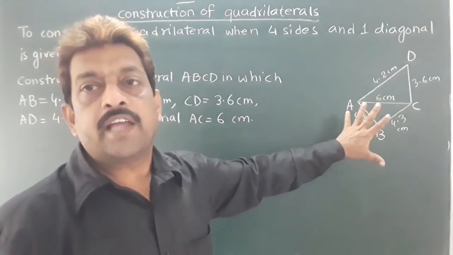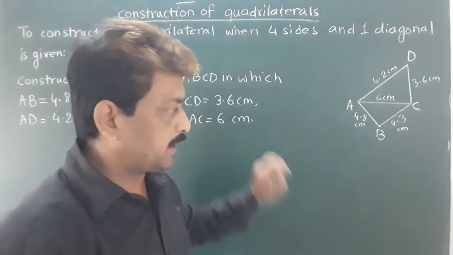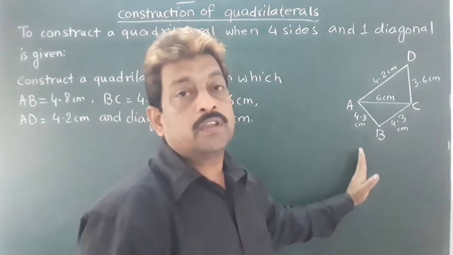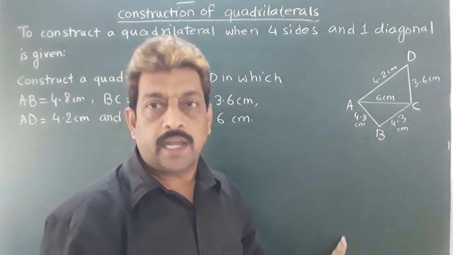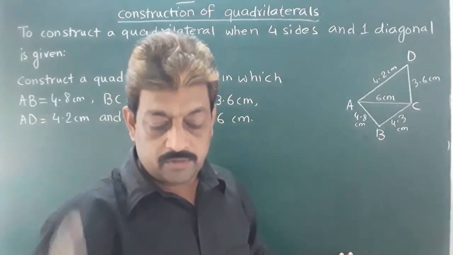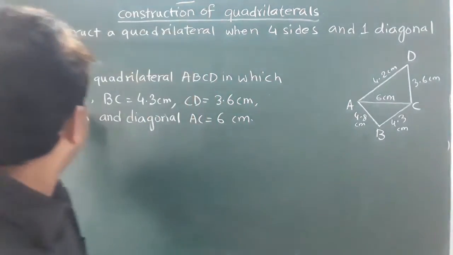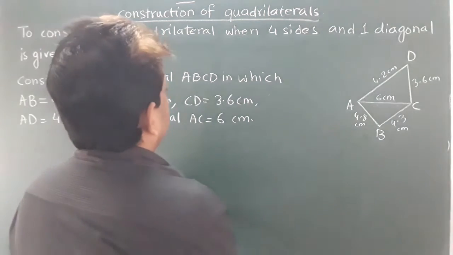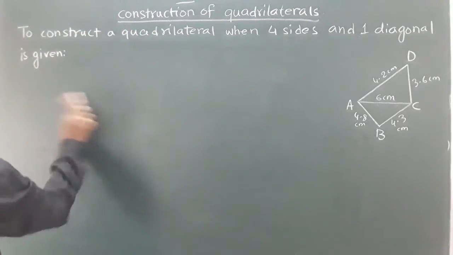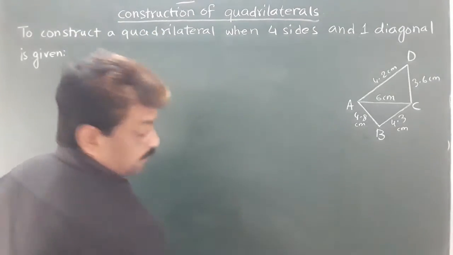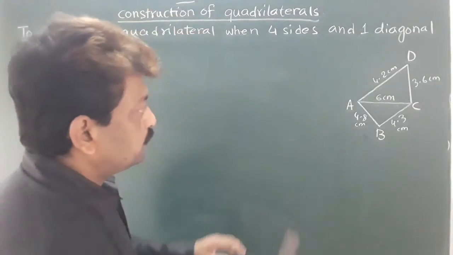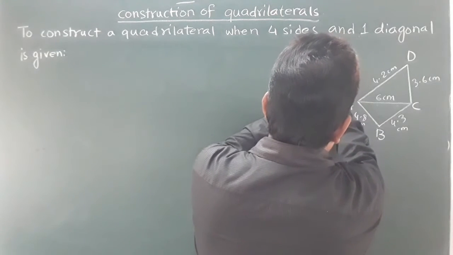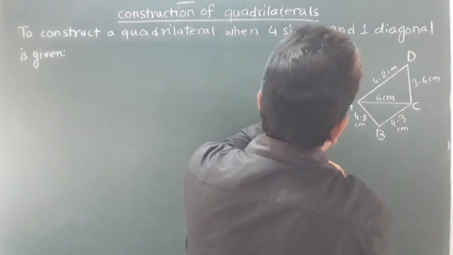Now looking at this diagram, we have to draw the original diagram. But before drawing the original diagram, don't forget to draw the lines, sides with accurate measurement. Like here it is given AC as 6 centimeter. So first of all, let me erase this question from here. So first of all, draw AC 6 centimeter accurately with the help of a ruler.